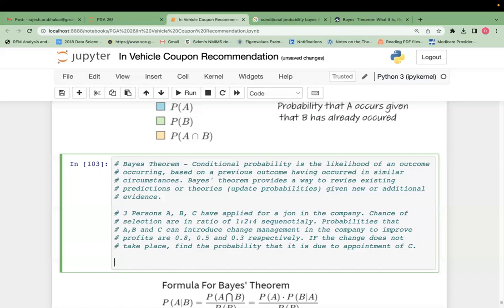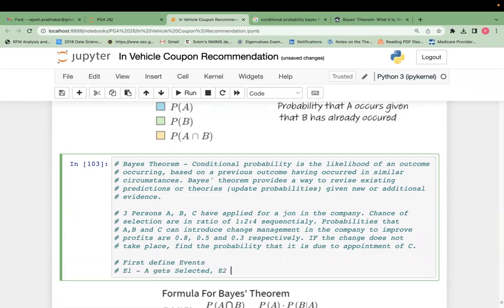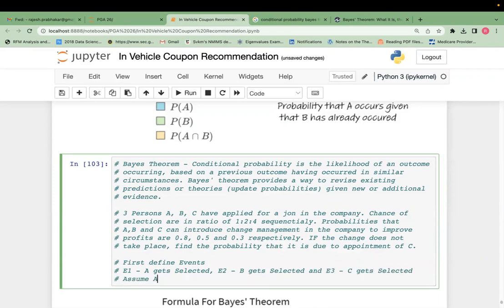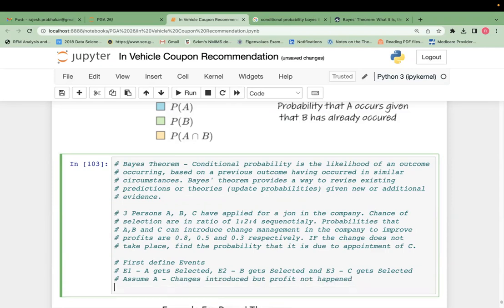If the change does not take place, find the probability that it is due to the appointment of C. In this case, first we have to define the events. E2 is B gets selected and E3 is C gets selected. A is not happened. That is what the question is, right? The question is: changes are introduced, but profit does not happen.